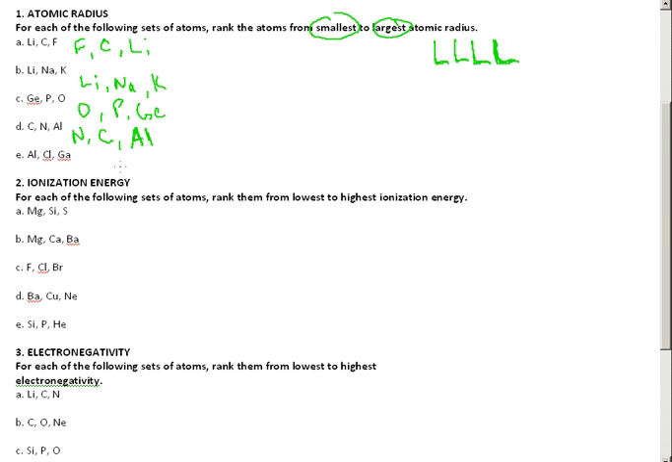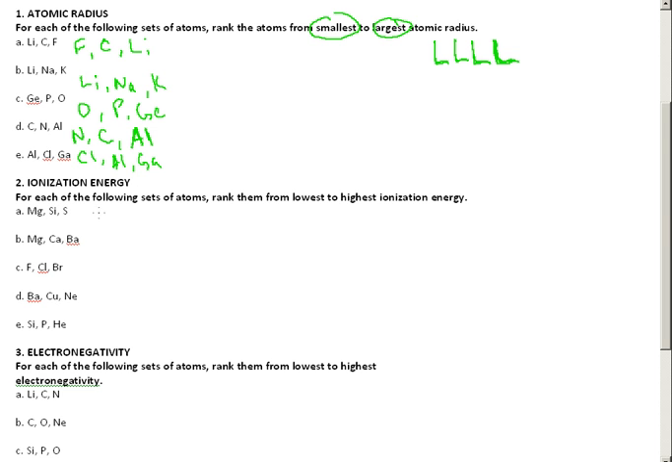And then for the last one, for atomic radius, we have aluminum, chlorine, and gallium. So let's find those on the periodic table. Aluminum and chlorine are in the same period, and between the two of them, chlorine is the smallest. And then aluminum and gallium are in the same group. Between those, aluminum's a little further up, so it has fewer shells. Gallium's a little bit below, so it has more shells, so it's going to be larger.